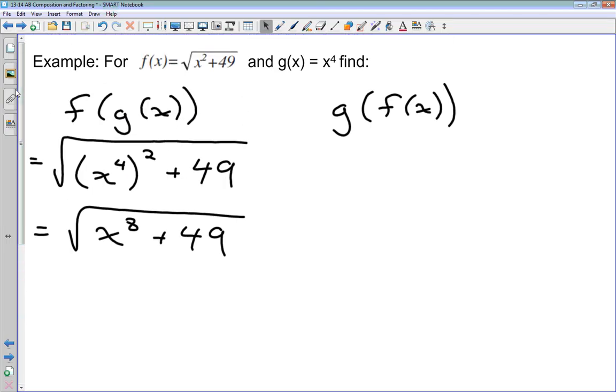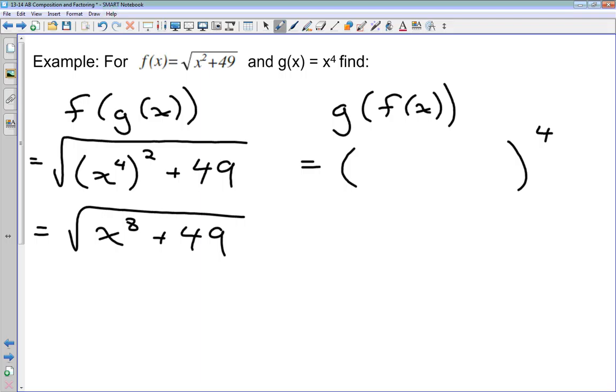We were doing composition of functions. So let's try doing g at f at x this time. Who wants to tackle the composition of these two functions? All right, well, let's see. Our outer function is going to be that g at x, so we're going to have something to the power of 4 here.